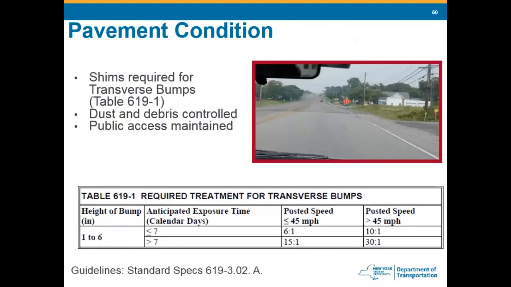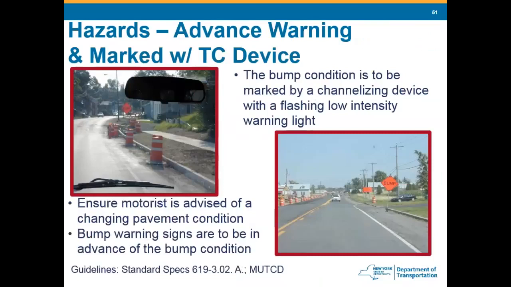Pavement condition. What they're talking about here is putting a shim at that bump and making sure, again, no debris and stuff like that's going to kick up, but a shim at the bump. Advanced warning. Bump condition is to be marked by a channelizing device with the flashing low-intensity warning light. Very important. And obviously, to let them know what's coming.